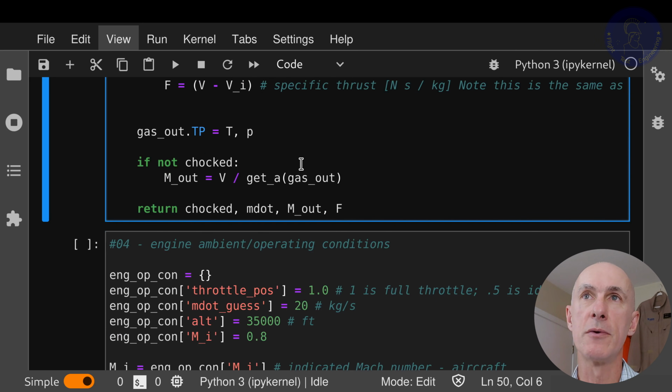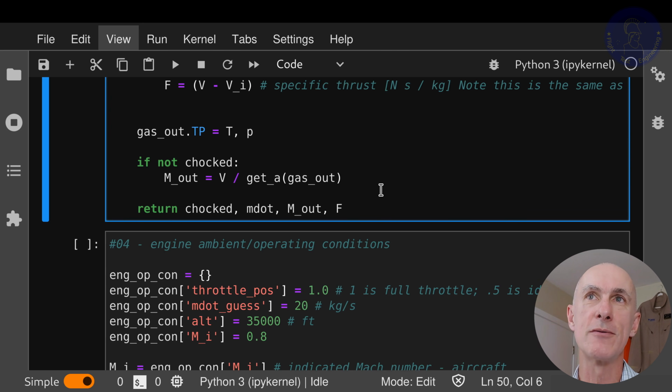And before returning the results, we update the gas properties, and if the flow is not choked, calculate the Mach number going out. And we return our choked flag, the calculated mass flow, Mach number going out, and the specific thrust. And okay, it's ready to run this.